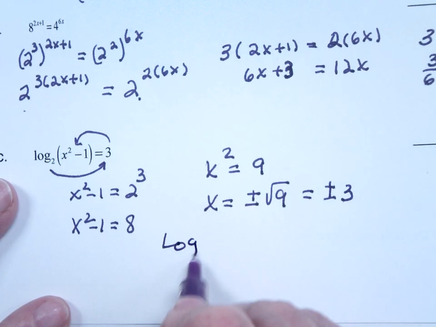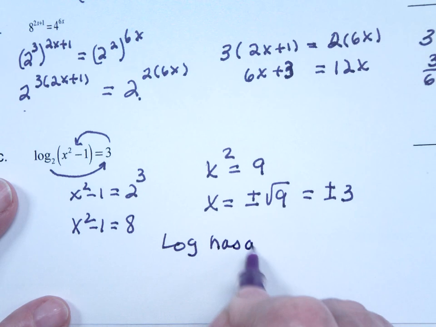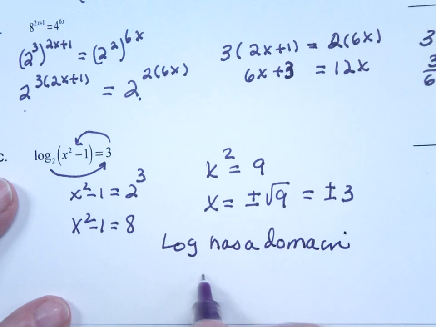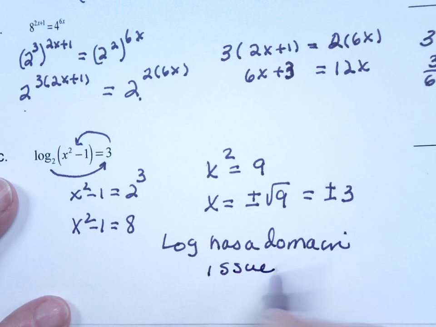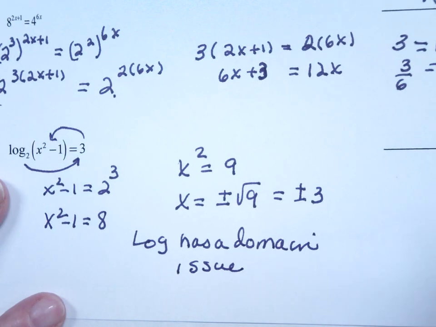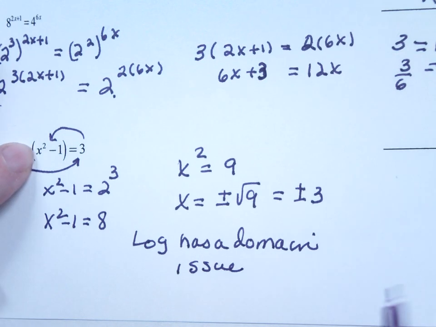Now remember, log has a domain issue. So I need to make sure it doesn't make the argument negative. Now I can tell it doesn't, because what's x? What am I doing to the x value? Squaring it. Because a negative squared would be positive, and a positive squared would be positive. So will plus and minus 3 both work?